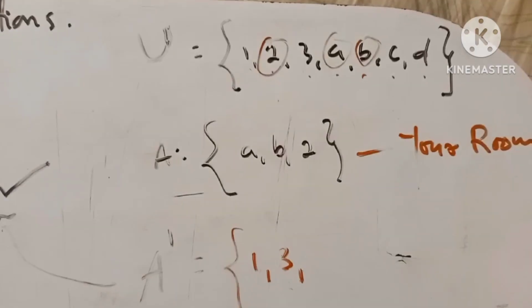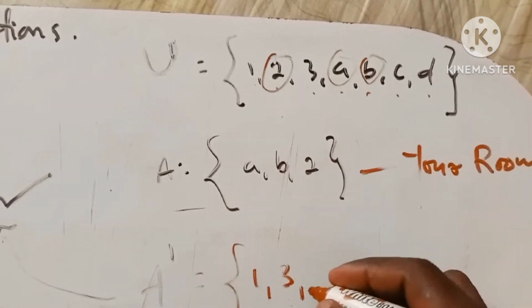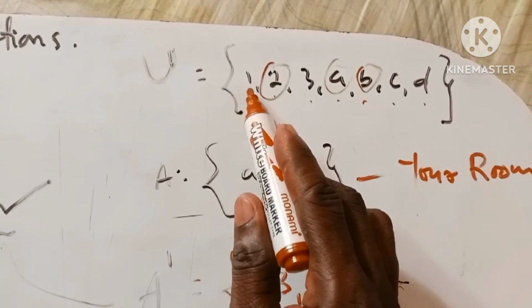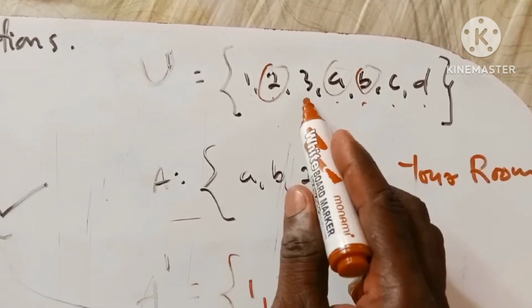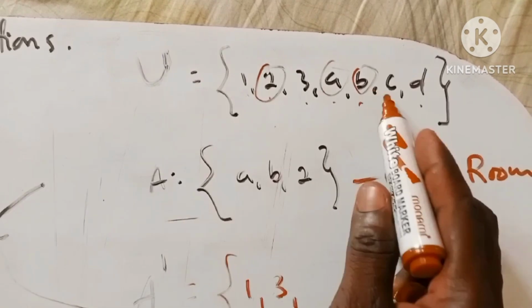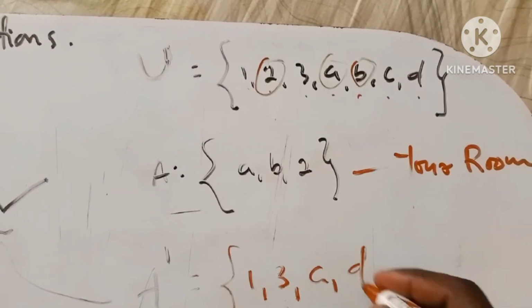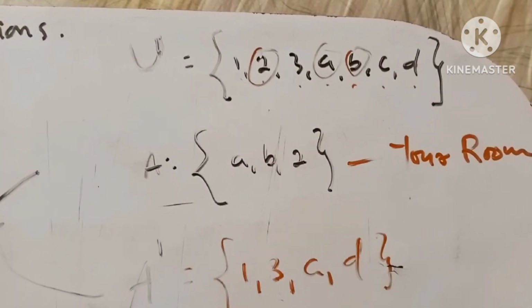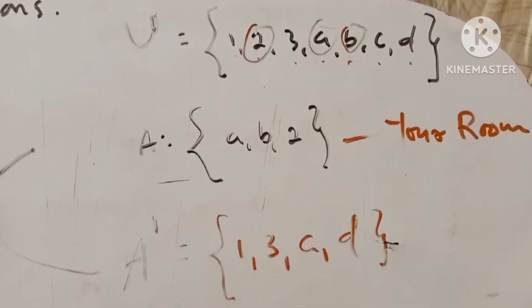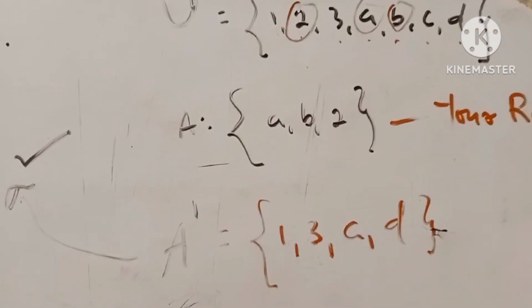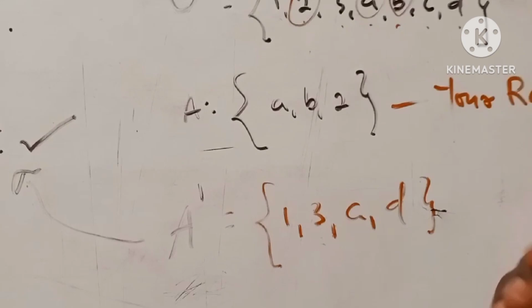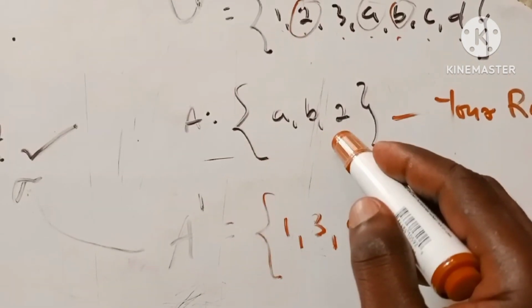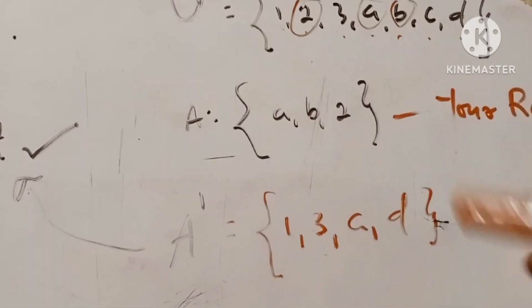So 2, these are the people that are in your room. So we have 1, and then 3, C, and then D, right? As well as this. So this is what we are calling what? The complement of A. Okay, anybody that is not inside your room is what? Is your complement. Perfect, right?